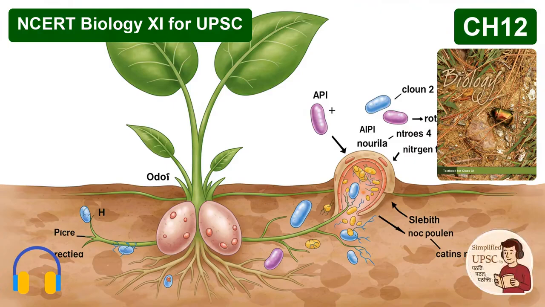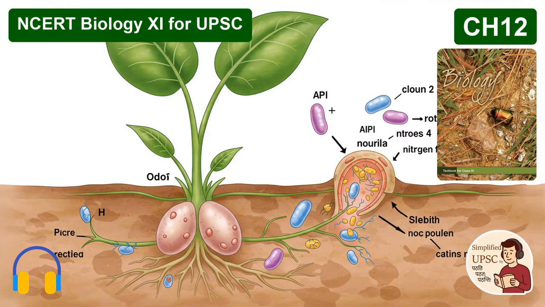Interesting. Now let's get to the real marvel. Biological nitrogen fixation, actually breaking that atmospheric N2 bond. Right, and this superpower is exclusive to prokaryotes. Only certain bacteria and cyanobacteria can do this. The N2 fixers. Yep. And you have different types.